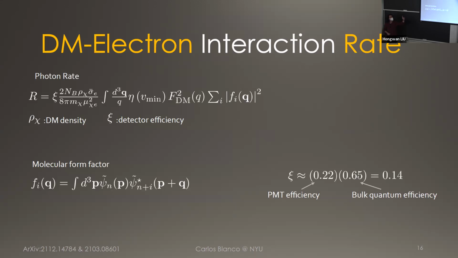This eta, which tells us about the velocity distribution of the dark matter; F sub dm, which is the form factor of the dark matter, which parametrizes the momentum dependence of the interaction between the dark matter and our system; and these little Fi's, which are the molecular form factors, and they just parameterize the probability of making that excitation and picking up some momentum Q.